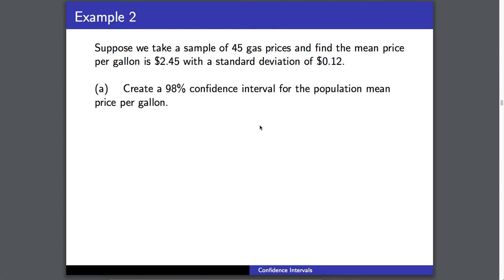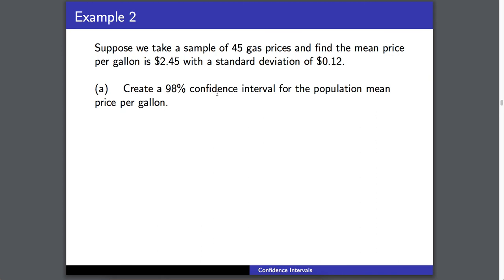All right, example 2: suppose we take a sample of 45 gas prices and find the mean price per gallon is $2.45, which may or may not be good depending on when you are watching this and what the price of gas is. The standard deviation in our sample is 12 cents a gallon. Create a 98% confidence interval for the population mean price per gallon.